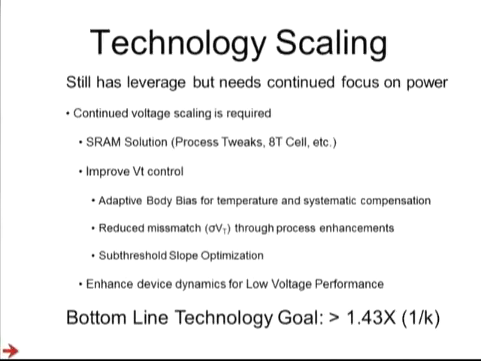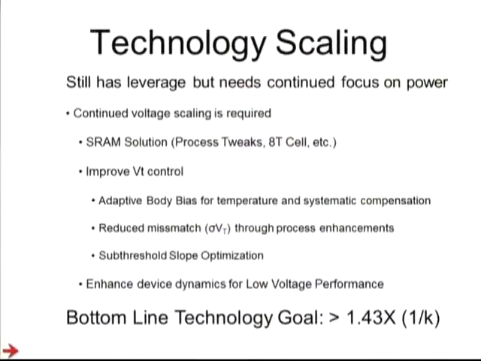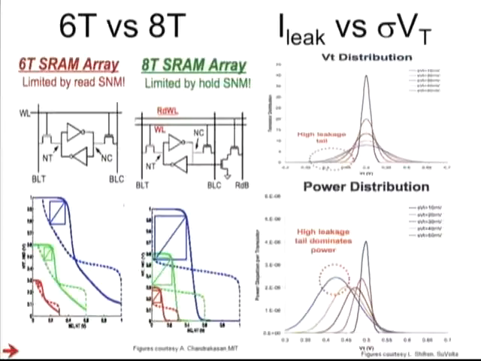We need an SRAM solution, either 8T cells or process tweaking or circuit configurations, but we have to have a solution at low voltage. We need improved VT control. I think we need adaptive body bias to compensate temperature and systematic variations in VT. We need reduced mismatch in VT across the chip, and obviously subthreshold slope optimization. Overall, we need to enhance device dynamics for low voltage operation. I would say that we need to achieve at least 1 over k and hopefully better per generation of performance efficiency.